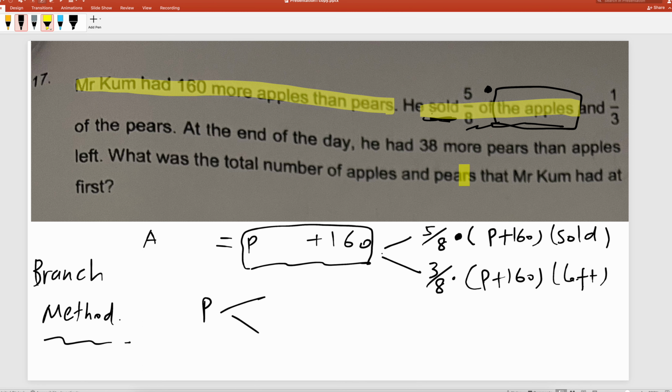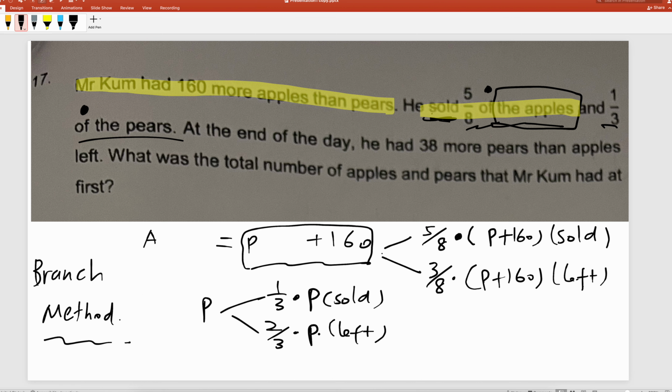Now, 1/3 of the pears. So you come down to pears. 1/3 of the pear, and of means times, right? So 1/3 times P, it's 1/3 P sold. So how much is left? 2/3, or 2/3 times P left. So far so good.